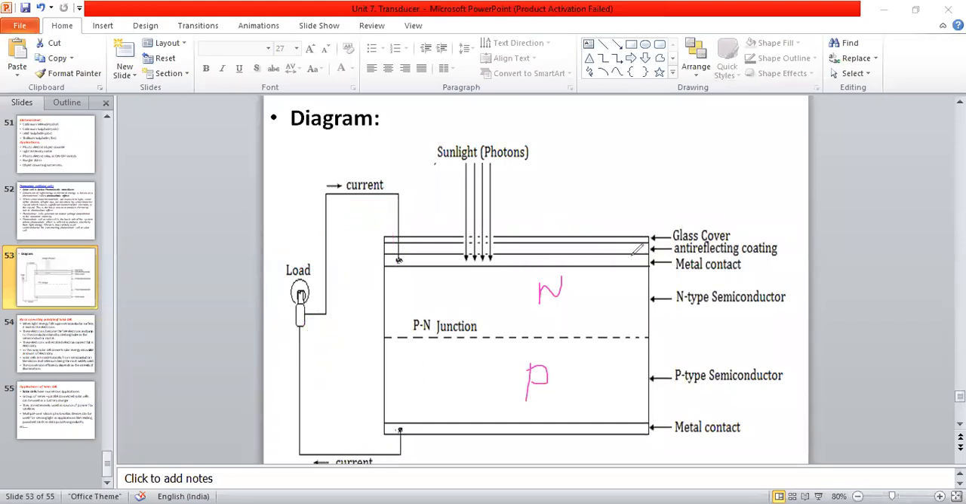After this metal surface, there is an anti-reflecting coating. For the P layer there is nothing, but the N layer, which is exposed to the light, has an anti-reflecting coating. Anti-reflecting means it should not reflect. Whatever sunlight falls on it should be absorbed. Reflection is like a mirror, which sends the light back. It should not have that kind of reflection.